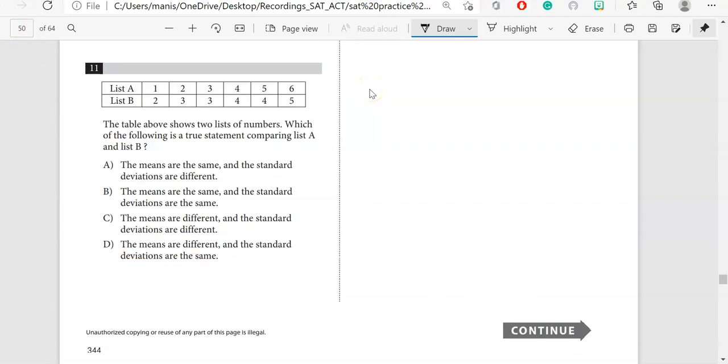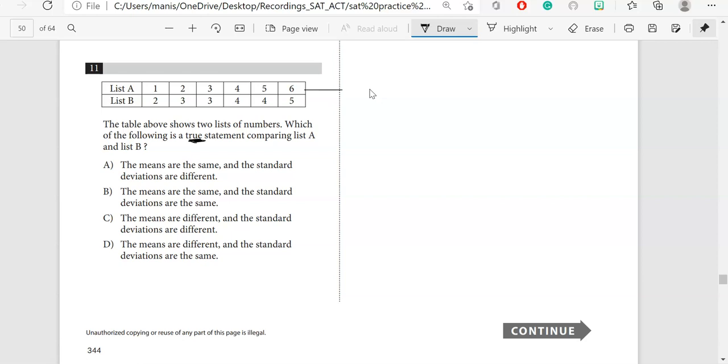We have been given two lists, list A and list B. The table shows two lists of numbers. Which of the following is a true statement comparing list A and list B? So you can see in all of these options, do not waste your time reading them. Means are the same, means are the same, means are different.